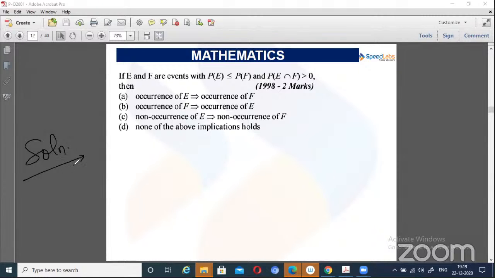If E and F are events with P(E) less than or equal to P(F), and P(E intersection F) is more than 0. P(E) is less than or equal to P(F), and E intersection F is more than 0.